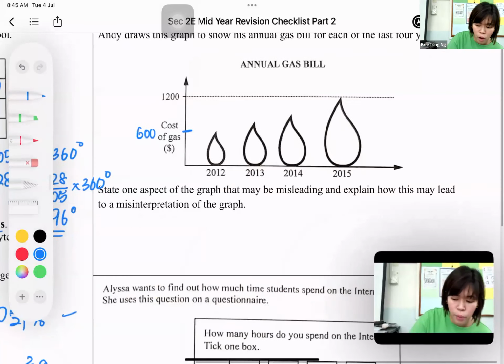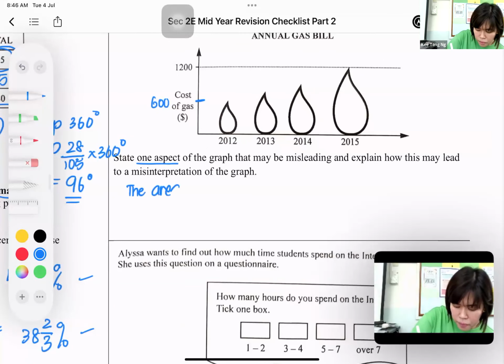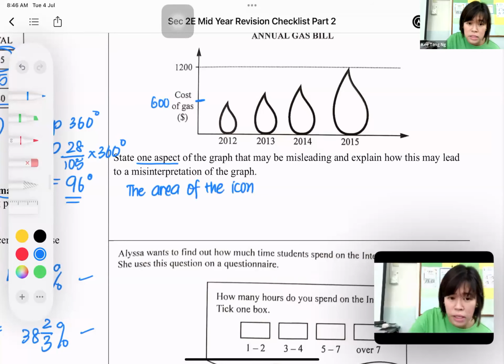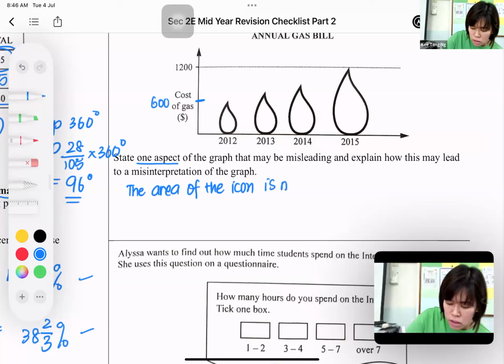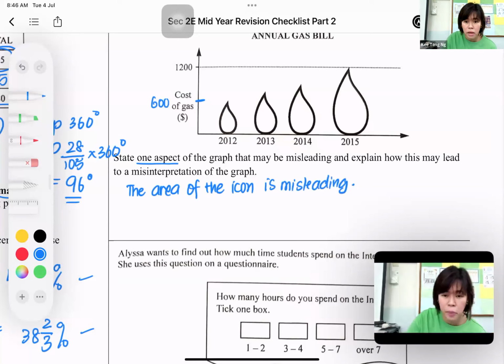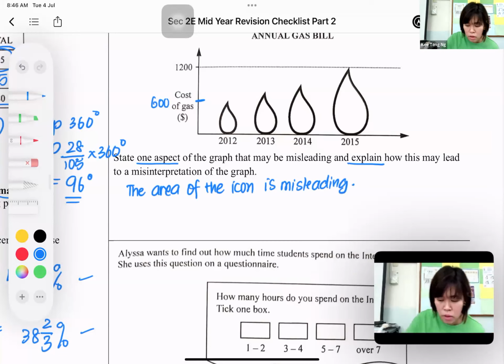So what we can write for our reason, one aspect: the area of the icon, or rather the size of the icon, but when we mean size, it's actually talking about the area, how big it is. The area of the icon is misleading. Okay, so we are stating this aspect. Now they ask us to explain how this may mislead us to a misinterpretation. So now I'm going to explain.